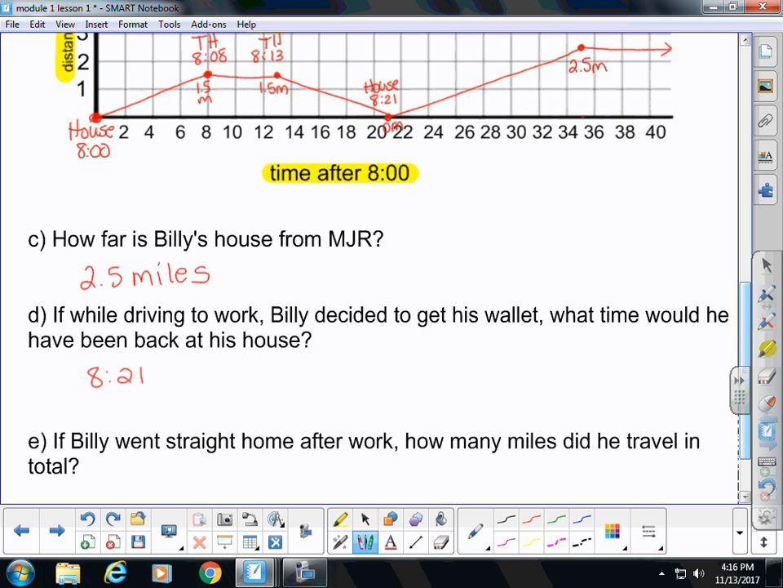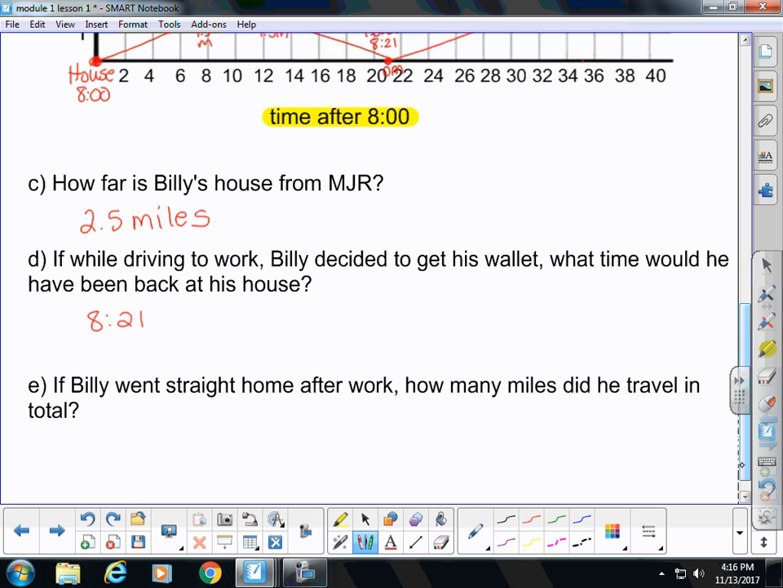And then lastly, if Billy went straight home after work, how many miles did he travel in total? Well, it was 1.5 miles from his house to Tim Hortons, and then 1.5 miles that he backtracked back toward his house, 2.5 miles to go to MJR, and assuming he went straight back home from work, from MJR to his house, it'd be another 2.5 miles. Grab your calculator and add it up. 8 miles altogether.